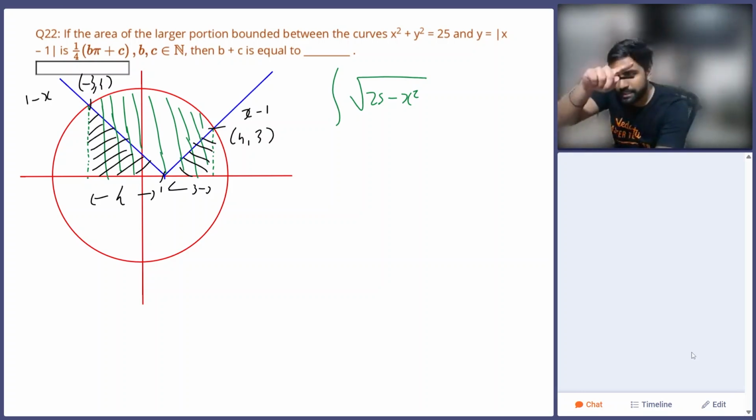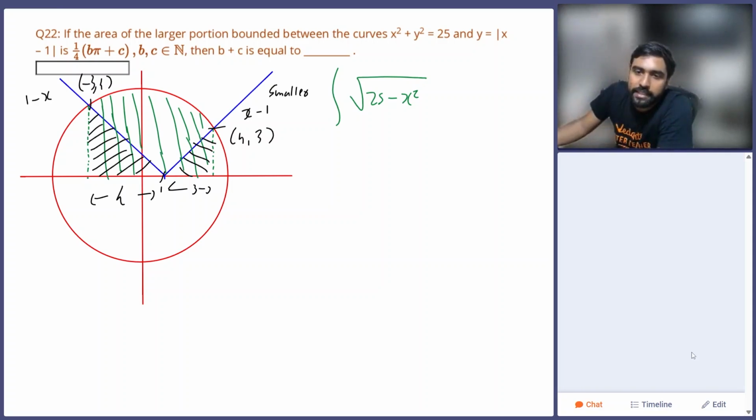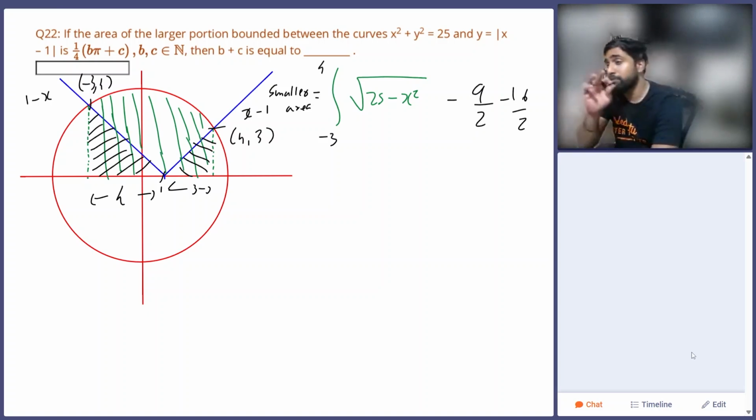So I can say that the upper part, the smaller area, I can say that the smaller area will be equal to integral from minus 3 to 4 root of 25 minus x square, and from this I will subtract the two triangles' area, that is minus 9 by 2 and minus 16 by 2. This gives me the smaller area. Understand, this is still the smaller area.